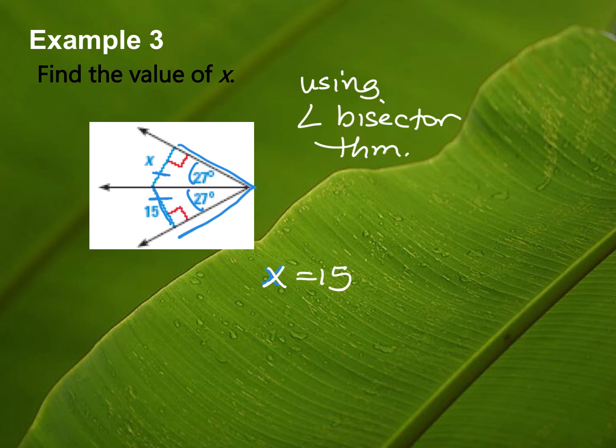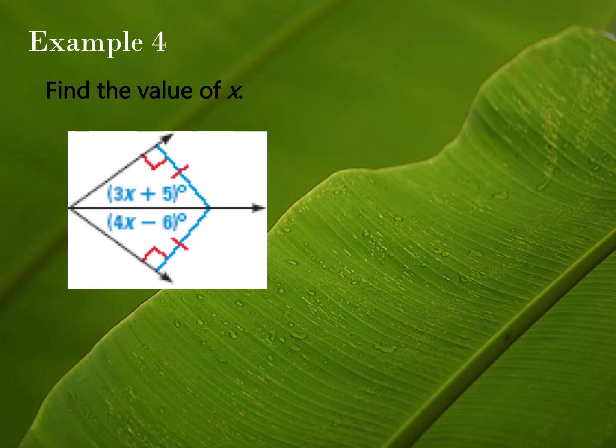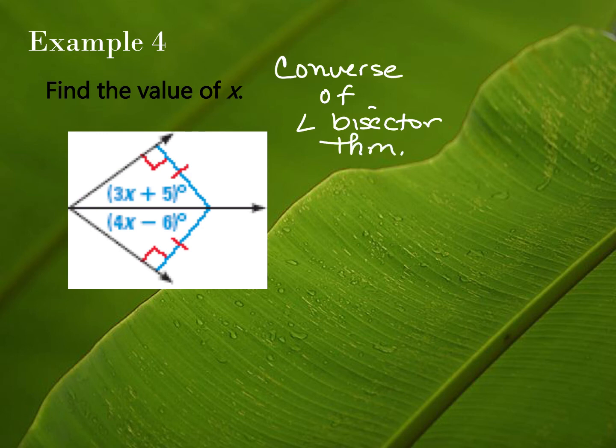Let's try another example. This one's going to use the converse of the angle bisector theorem. Notice this time they gave us that the distances were equal, that they were equidistant, and we know they're distances because of the right angle. Because we're given that, we now know that this angle has been bisected and this angle is congruent to this one. So in order to solve this, I'm going to set these two expressions equal to each other.